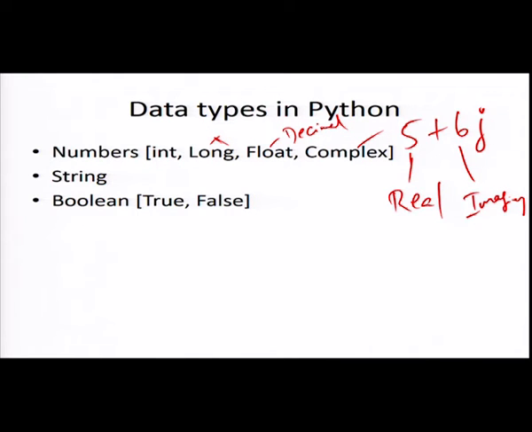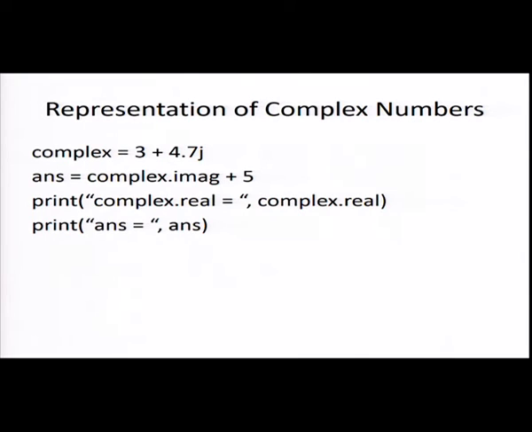The next data type is string. The third data type is boolean, true or false. Now, let us see the representation of complex numbers. As I said, 5 plus 6j as an example. Here is one other example, complex equal to 3 plus 4.7j. So, 3 is an integer, 4.7 is a float, and 3 is said to be the real number, 4.7 is the imaginary number.